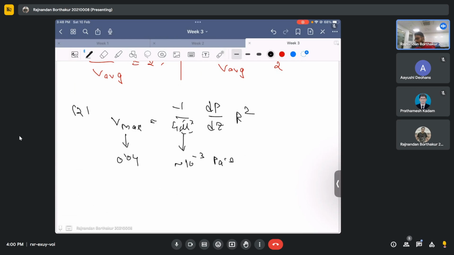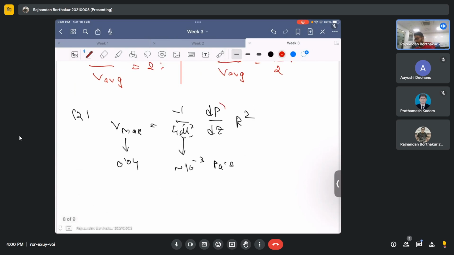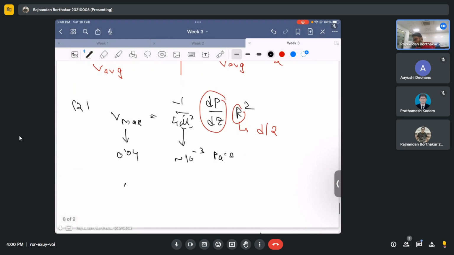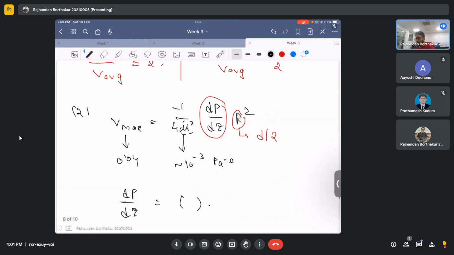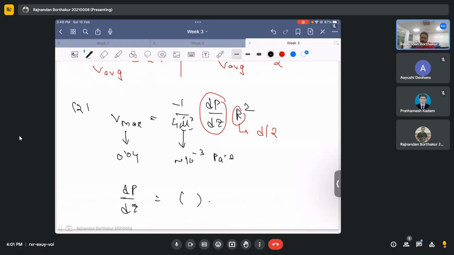But for this problem, you just need to evaluate this dp by dz, and this r is also given. This would be just d by 2. So if you evaluate this dp by dz, you'll get some numerical answer, and I leave the maths for you to figure out. This is something you can do very easily. I'm not interested in the final answer because you can anyway solve that.